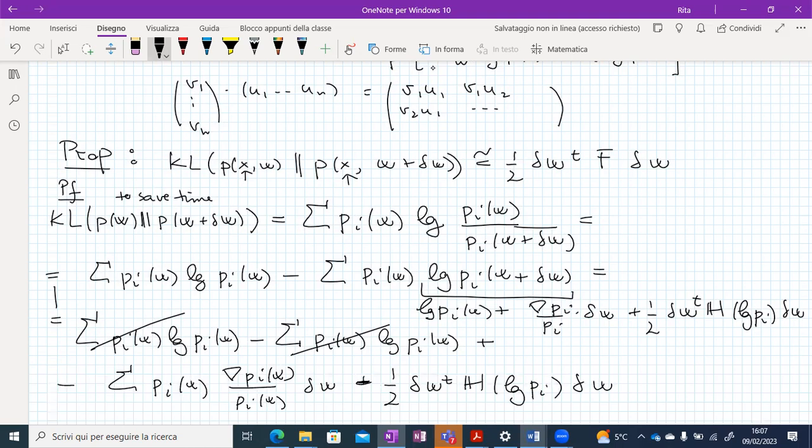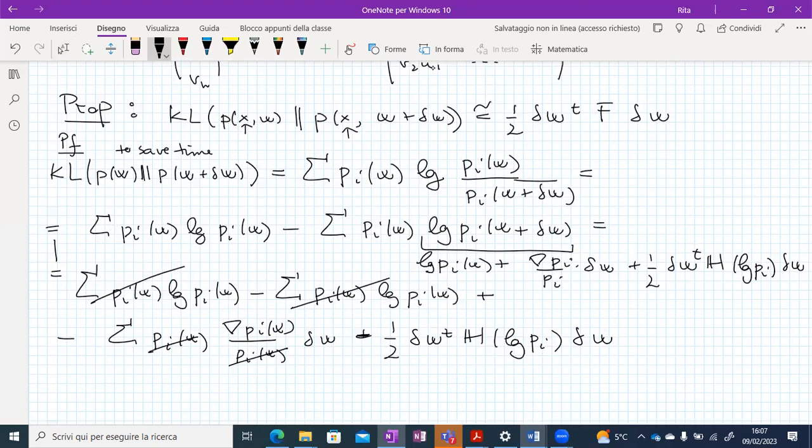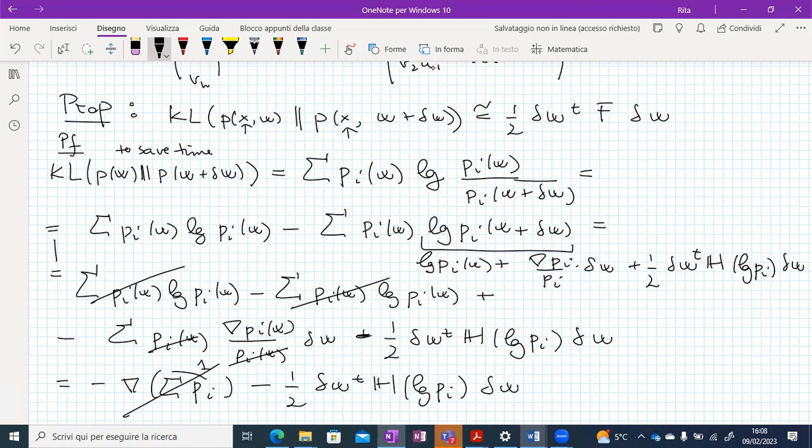Okay. Now we have a summation of the gradient of P_i, but the gradient is linear, so we can move the summation out. So we get minus the gradient of the summation of the P_i, which is 1. So the gradient is killing it. Minus 1/2. Okay. Now, last time we proved that this is really the Fisher, okay?